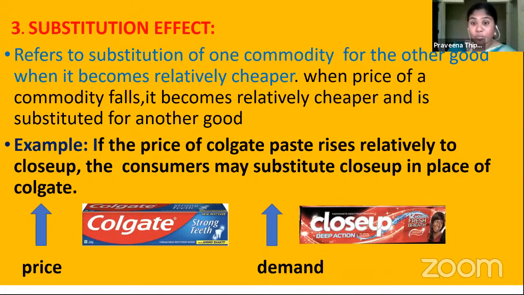Colgate and Close-Up are substitute goods. When the price of Colgate paste increases, what happens? People won't buy Colgate. Instead of that, they'll try to demand Close-Up. It means they substitute Close-Up in place of Colgate. So this is the reason why the demand curve slopes downwards.